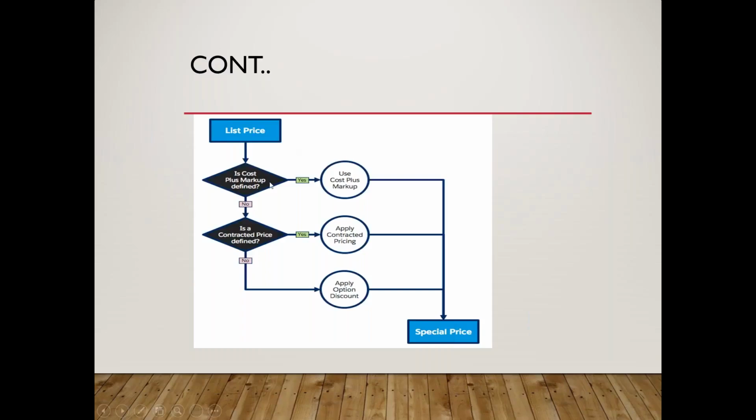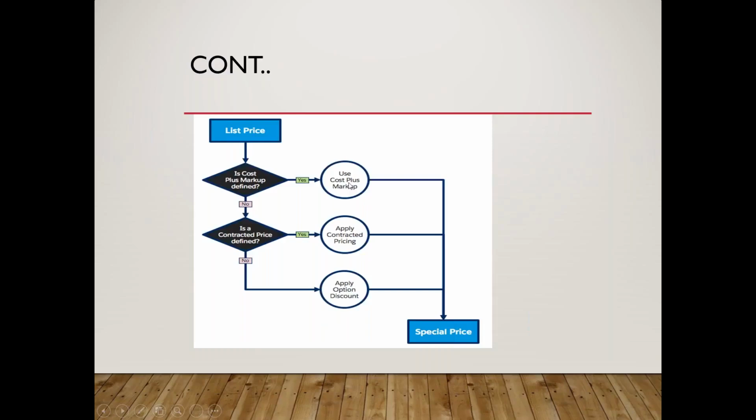No. So if you check this flow chart, if your cost plus markup is defined, it will take cost plus markup and directly calculate special price. It will not go to your option discount. The flow chart is, if cost plus markup is not defined, then it will go to the contracted price. If contracted pricing is not defined, then it will go to the option discount.